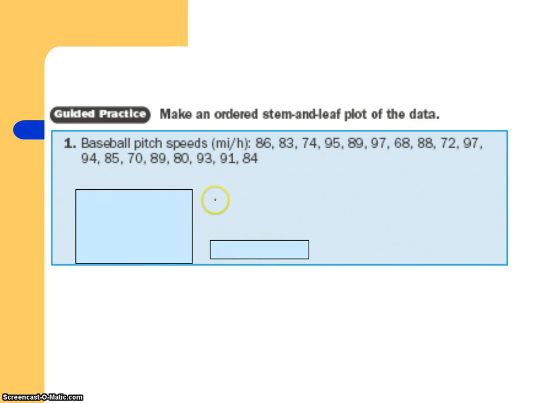Let's try guided practice number 1. I'll help you set it up and then you can do it on your own. So we have your stems and your leaves. You don't even need to put the title, you could just put the line down the side. To separate the stem and the leaf, I would use the tens place as the stem and then the ones place as the leaf.